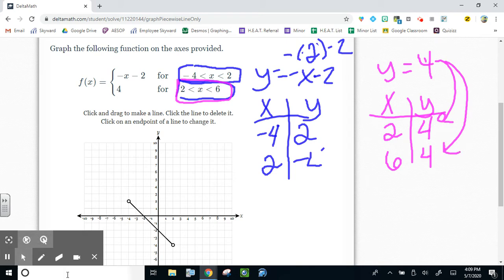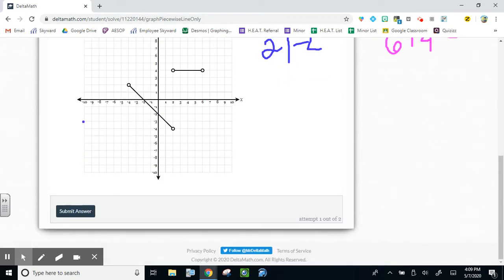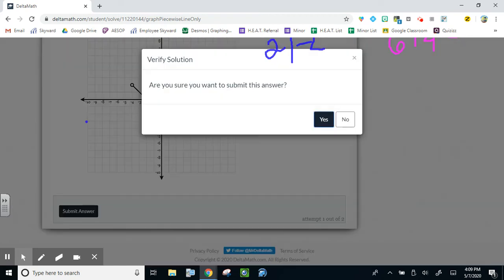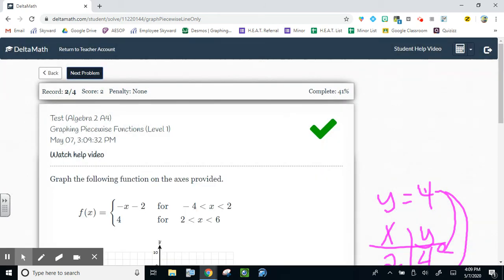So I'm going to take the point 2, 4, and I'm going to start there, and plot over to 6, 4. Okay, and again, we can see neither of these are underlined, so they should be open circles on both. And that's how we graph that. So now I should be able to click submit, and it should tell me that I am correct. And boom. Okay, so table of values is going to be your best bet on doing these.